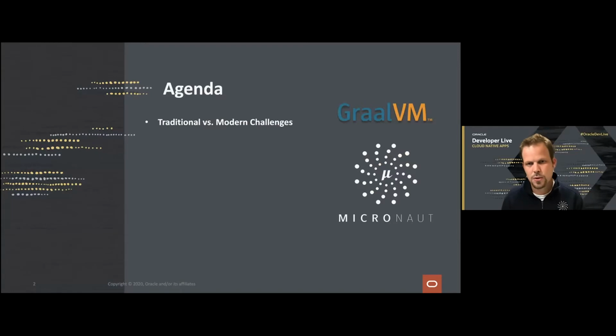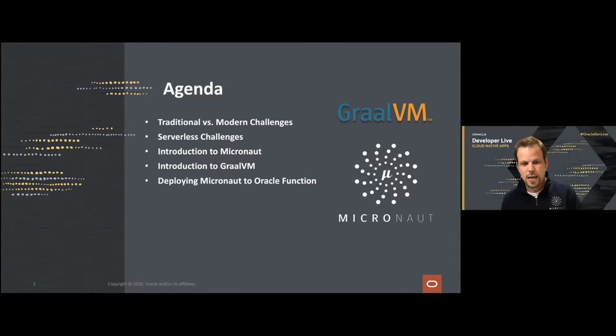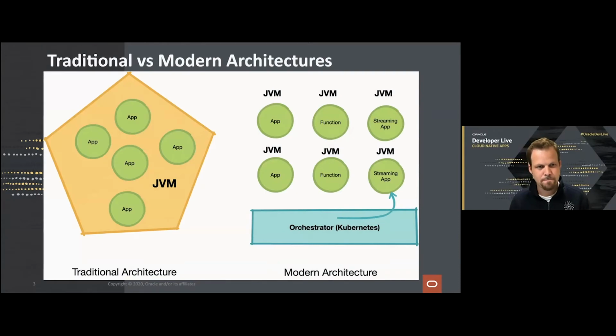For those of you who don't know who I am, my name is Graham Roche, and I am an architect at Oracle Labs. On the agenda for today, we're going to look at traditional versus modern challenges when it comes to serverless versus traditional applications. We're going to look at the challenges specific to serverless. We're going to do an introduction to Micronaut and what it is, and an introduction to GraalVM and cover what that is. And then we're going to deploy some Micronaut applications to Oracle Function, and do lots of demos, and hopefully have a good time. So first of all, let's talk about traditional versus modern architectures.